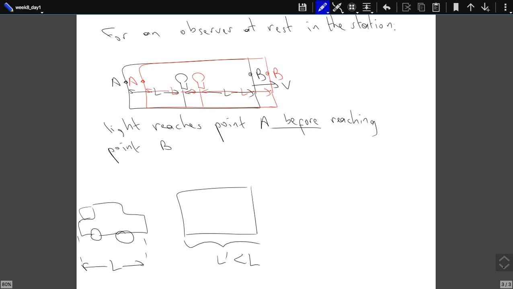Any questions before the break? After the break, we can derive these laws of Lorentz contraction and time dilation.